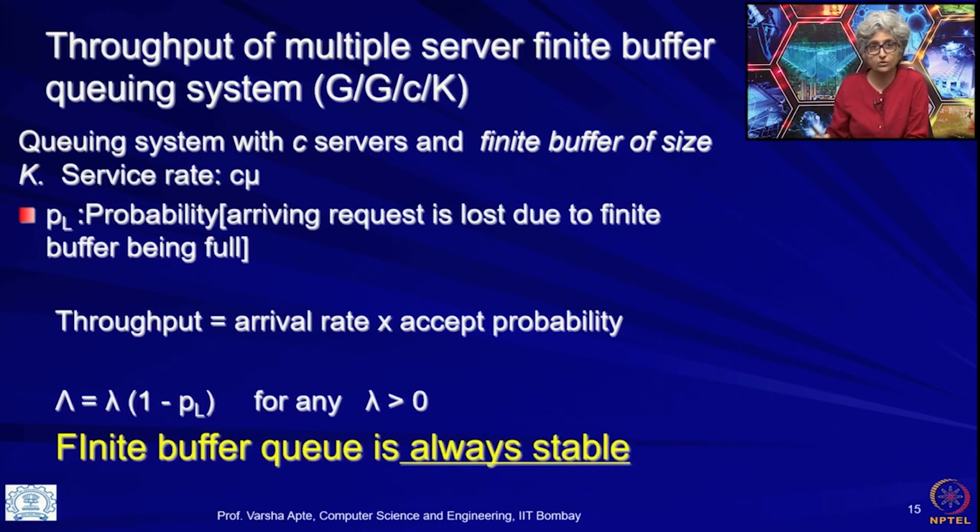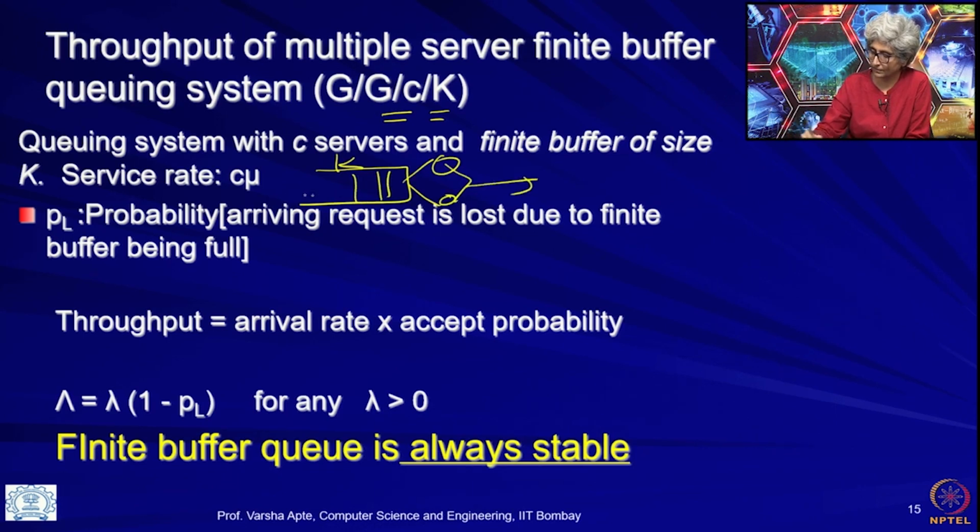Okay, that is what we are going to talk about next actually. So, let us talk about now throughput of a multiple server finite buffer queuing system. We have C, which is the multiple servers, K is the finite buffer. I can just draw this here to remind you all of this. This is the buffer of size K, these are the C servers, arrival rate is lambda, we want to derive throughput. The service rate of these is going to be C mu.